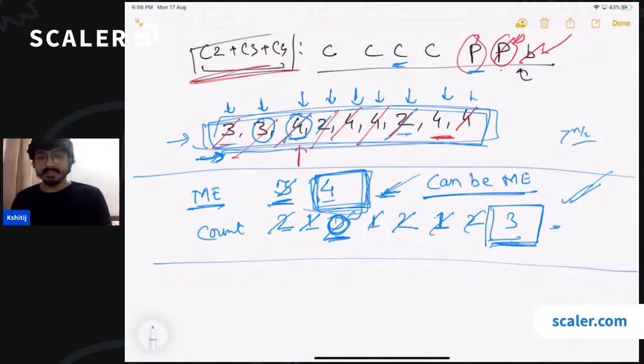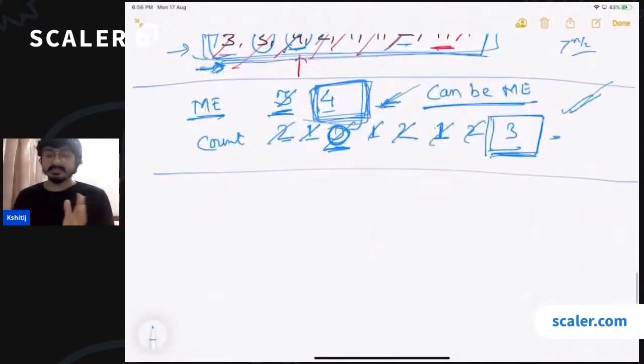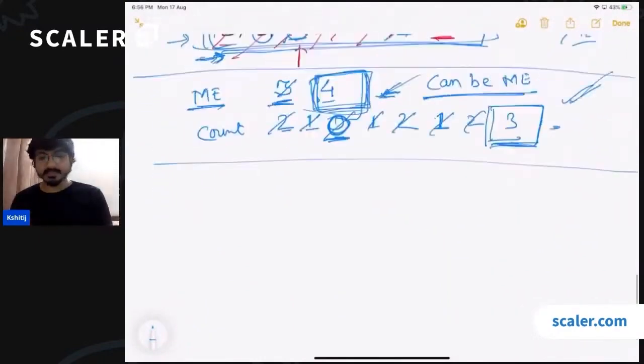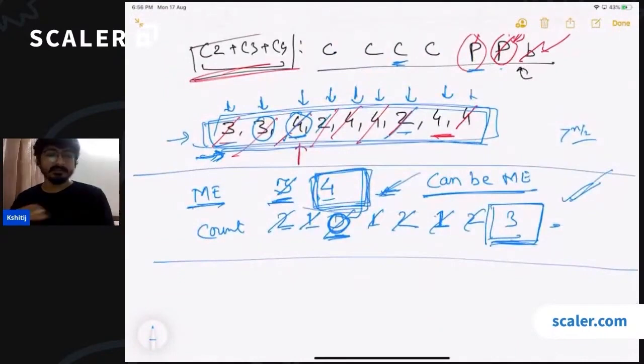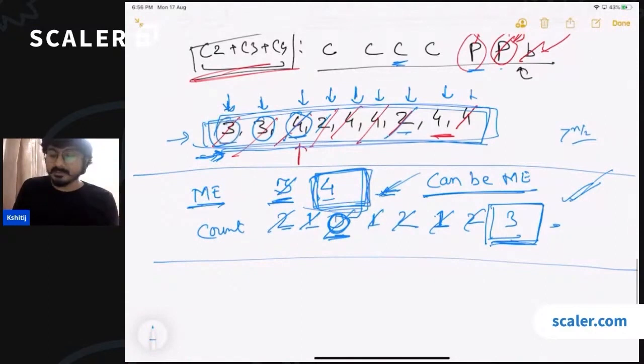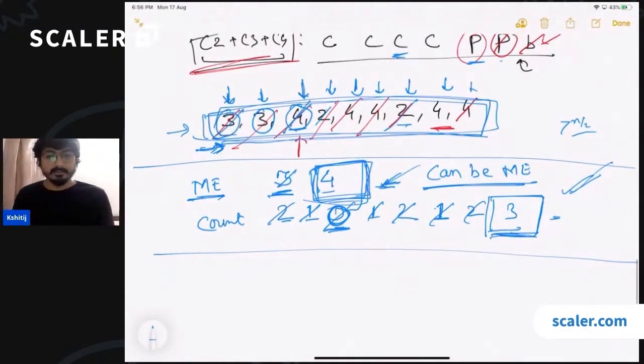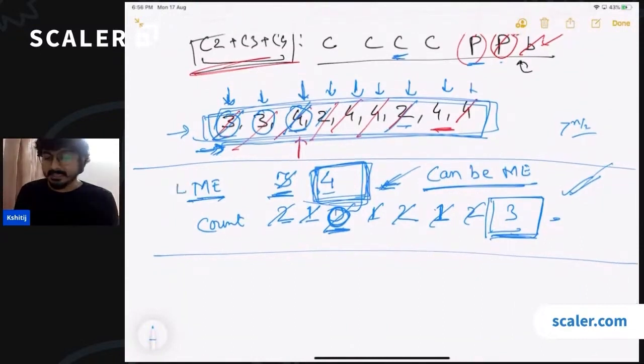I will just repeat the counting part again, how we are counting. So is everyone clear with the idea of this algo? The idea is that whenever you get two distinct elements, you remove them. If you are getting two distinct elements, you remove the occurrences of those two distinct elements. So if I'm getting 3 and then let's say I'm getting 4, I will try to remove both of them. So what we are doing here is maintaining a current majority element and a count. If you get 3, you increase the count.